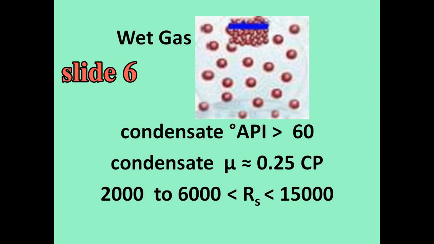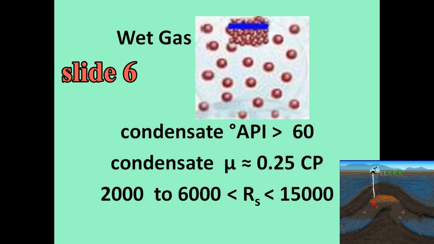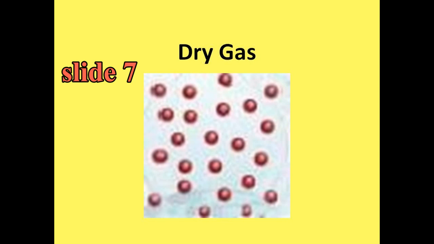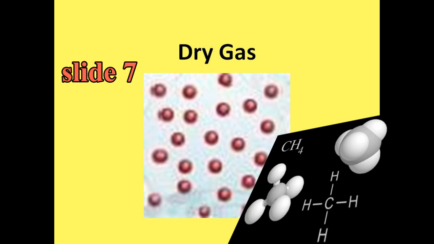In slide 6, wet gas is in a gaseous state in the reservoir, but some condensate, which may include water, will form at the surface. Slide 7 represents the classification of dry gas. Made up mostly of methane, dry gas produces no condensate. Notice here that there are no numbers for API gravity nor mu. API gravity approaches infinity and mu approaches 0. Because there are no liquids, beta and RS are meaningless.